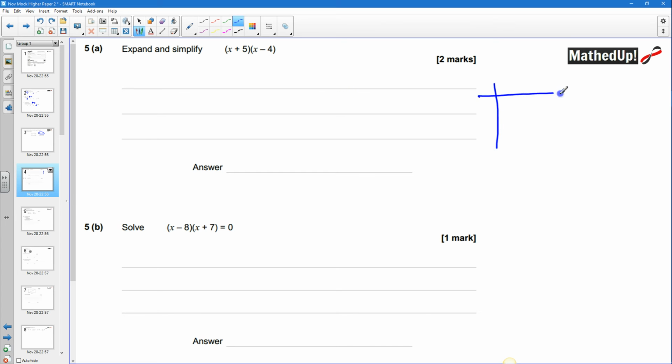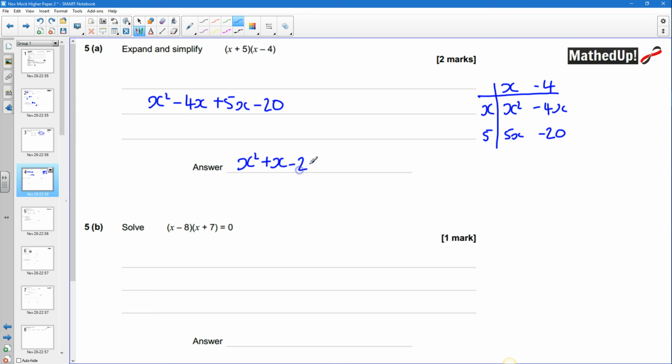Okay, so I've got x plus 5 times x take away 4. So x times x is x squared, x times negative 4 is negative 4x. That's going to be 5x there, and that's going to be negative 20. So I've got x squared take away 4x plus 5x take away 20. So that's one of my marks. And then if I simplify this, I've got x squared plus x take away 20.